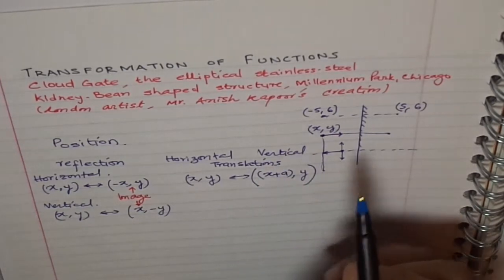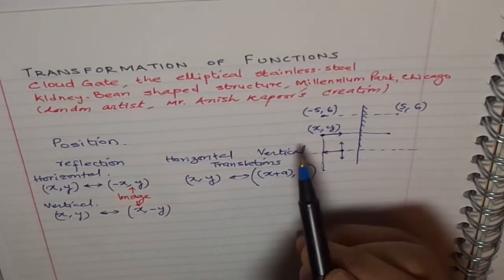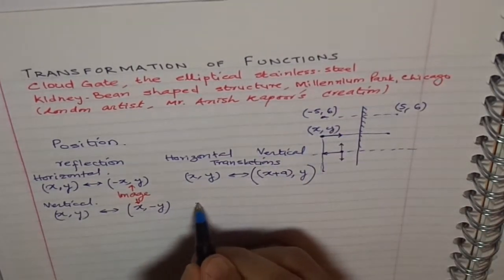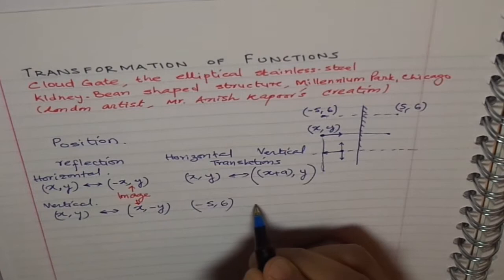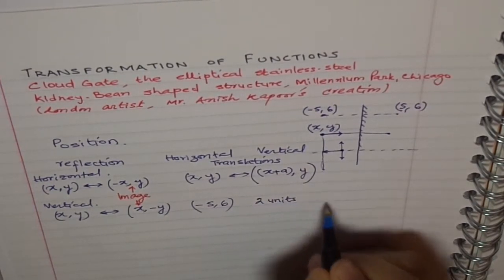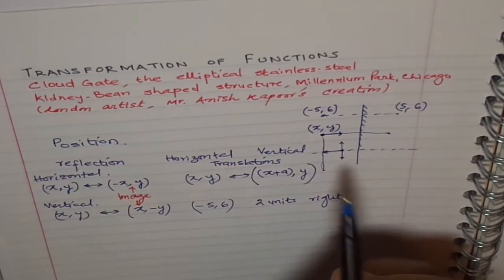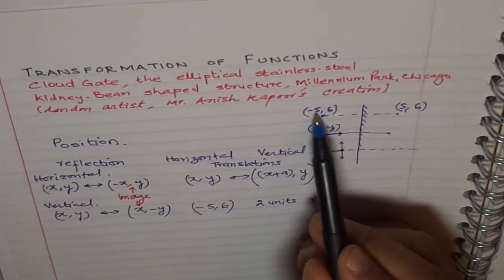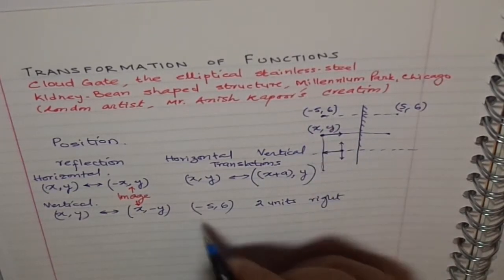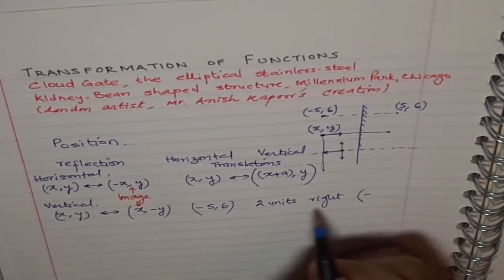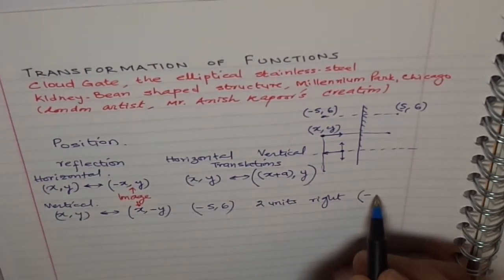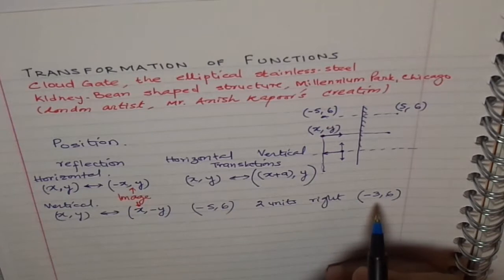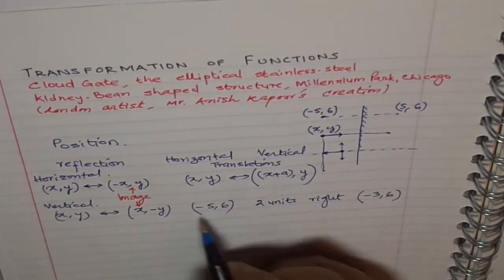Let's take an example. Let's say we have the point (-5, 6), and we want to move 2 units to the right. What are going to be the coordinates of this? The y value will remain the same, but here it is minus 5 plus 2. So this point gets transformed: minus 5 plus 2 units to the right will bring it to minus 3. Minus 3, 6. You see that?